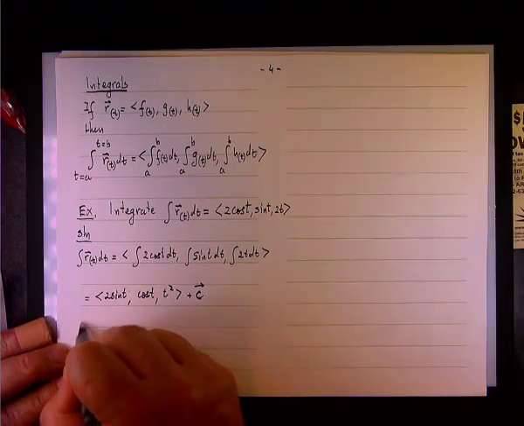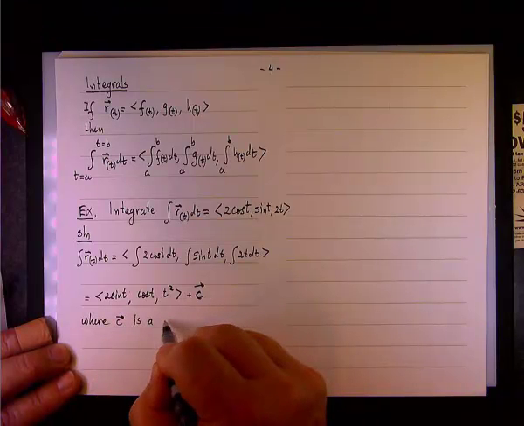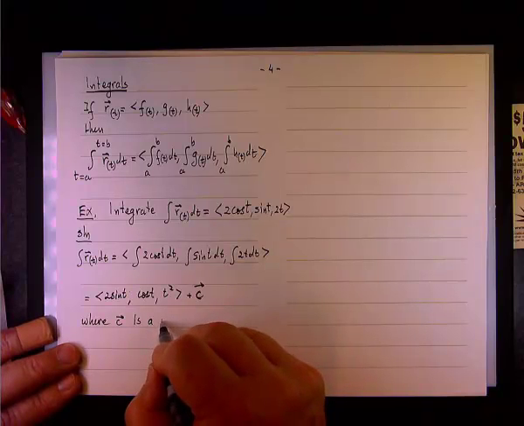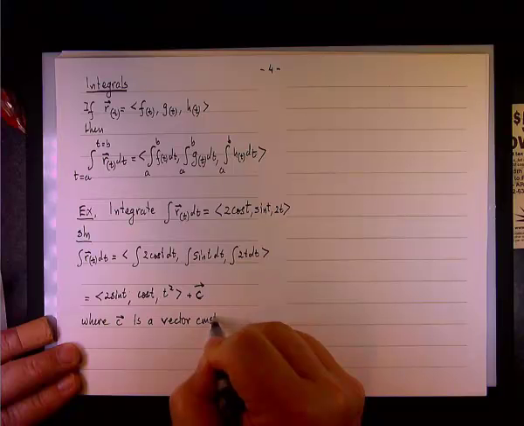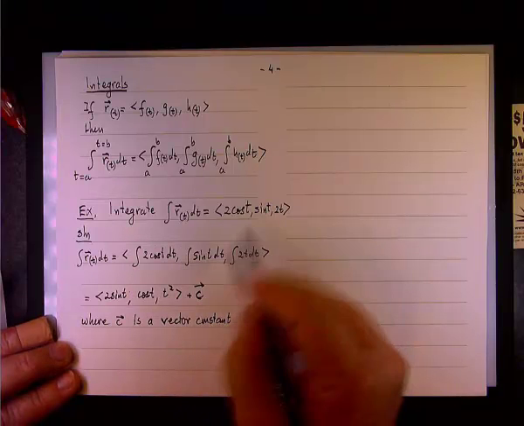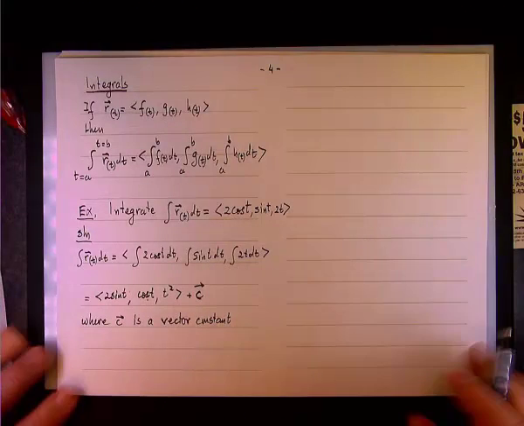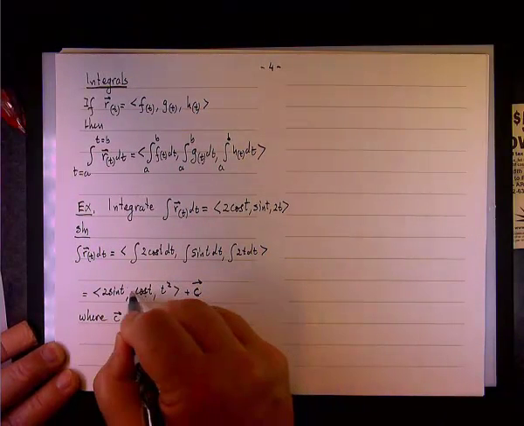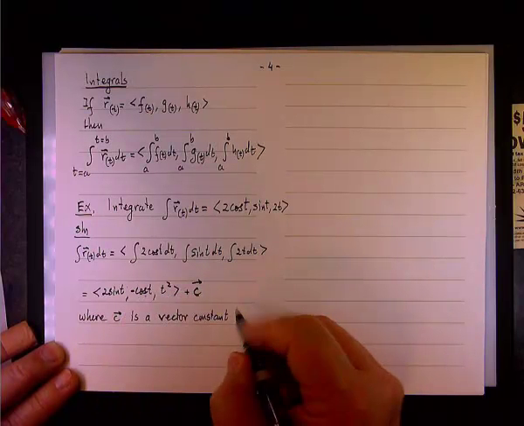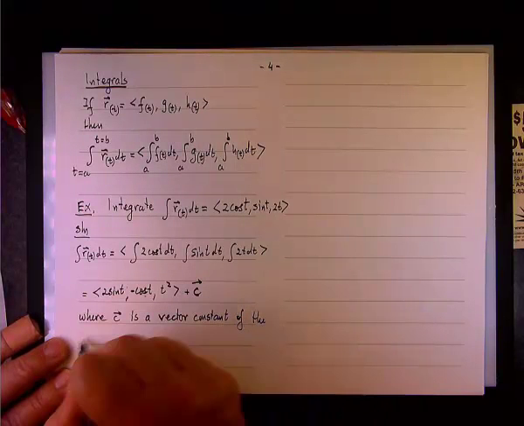That's the point of this exercise, where c is a constant vector, or a vector constant. Okay, guys, the integral of the sine is the cosine. Did I say it's a negative? You're right, you caught me here. It is the negative cosine. C is the vector constant of the integration.